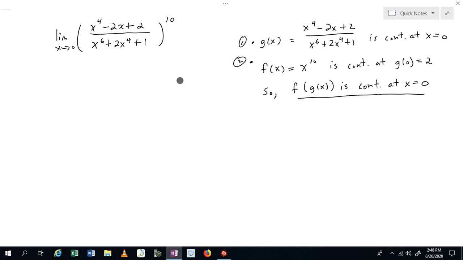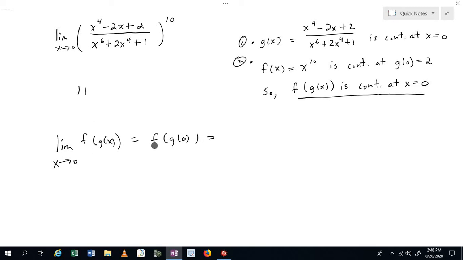Okay, if we know this composition is continuous at 0, then by definition, the limit of f composed with g, if it's really continuous at 0, is the same as f evaluated at g of 0. That's the very definition of continuity. So if I know f composed with g is continuous at 0, then this must be true. And this limit right here is the same as this, right? That is f composed with g.